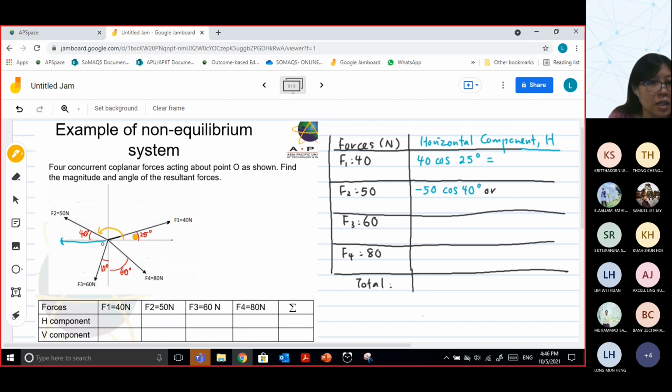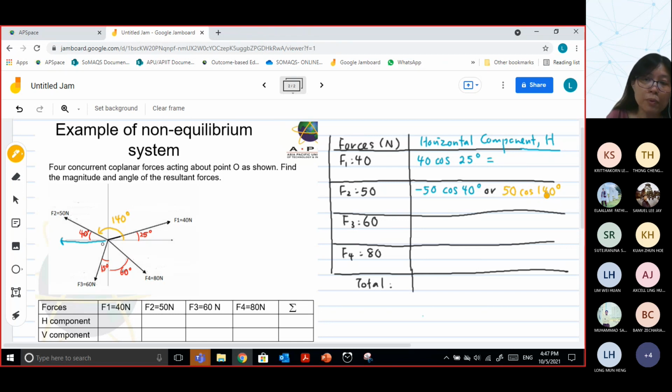What is the angle? 180 minus 40, 140. So you just calculate it, you don't need to put any sign. You just put 50 cos 140 degree. 50 cos 140 degree. Okay.